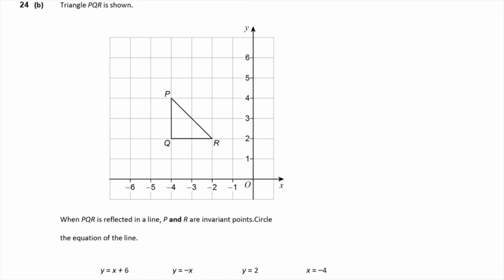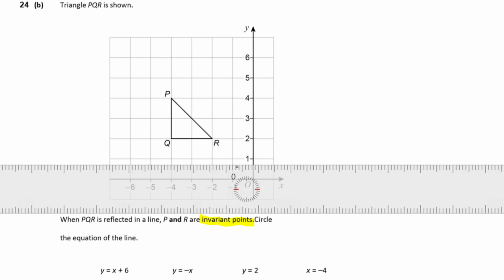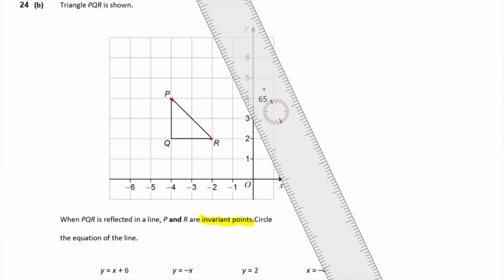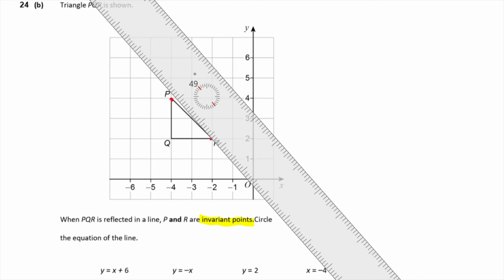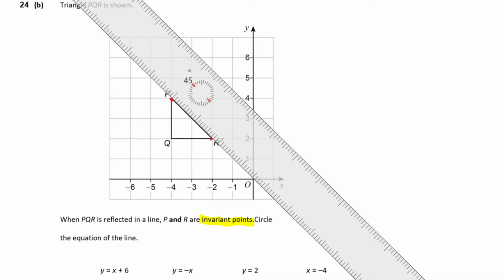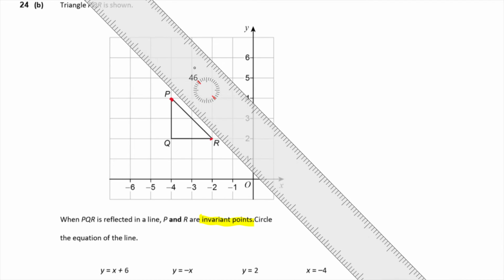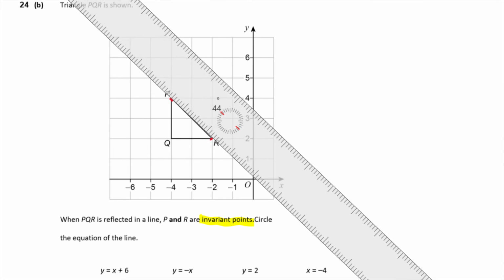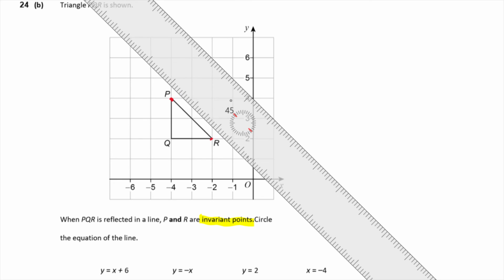Part B says triangle PQR is shown when PQR is reflected in a line. P and R are invariant points. Circle the equation of the line. Okay, now invariant points means that they do not move when the shape is reflected. Okay, so the image of P lands on top of P and the image of R lands on top of R. Okay, now the only points that are invariant in a reflection are the points that lie on the mirror line. Okay, so the mirror line has to pass through P and R for those points to be invariant.